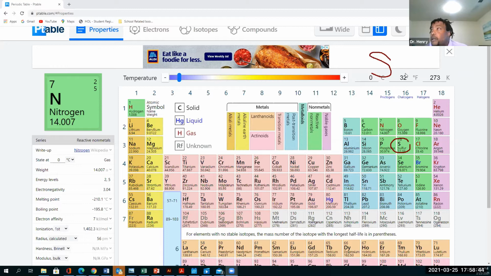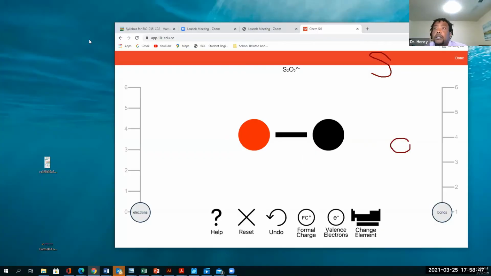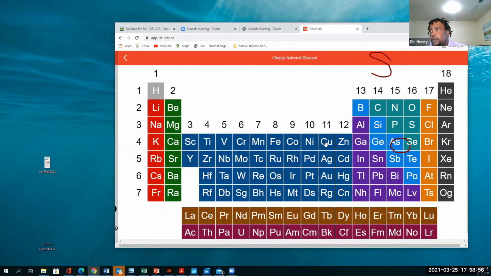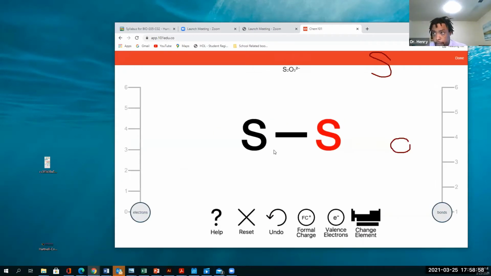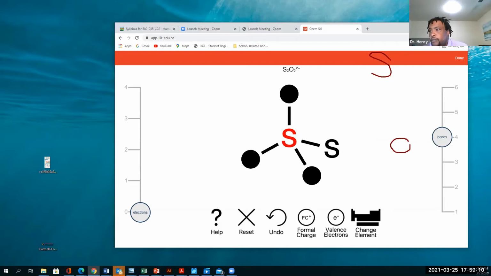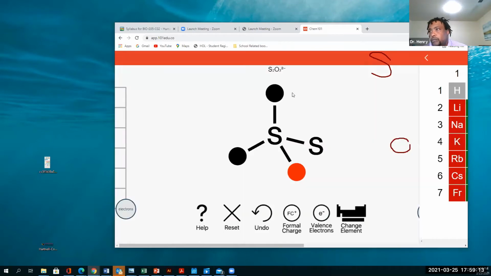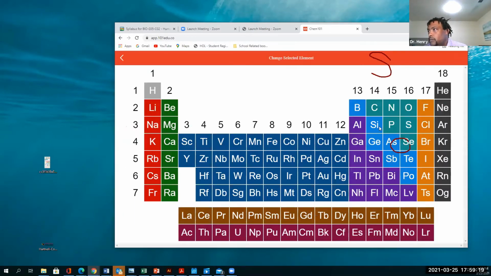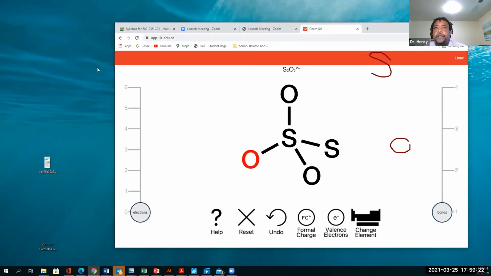Now I'm going to start drawing our structure here. So one of the sulfurs is going to be in the middle. The other one is going to be on the end, and the rest of them are going to be oxygen. This is going to be our middle. It has 4 bonds. So first thing we need to do is we've got it drawn out. We know that sulfur is going to be our center atom.